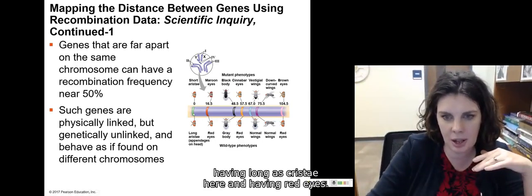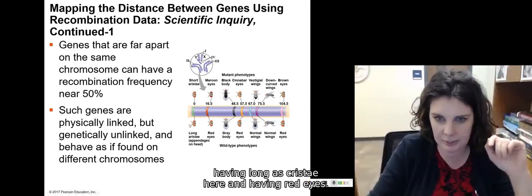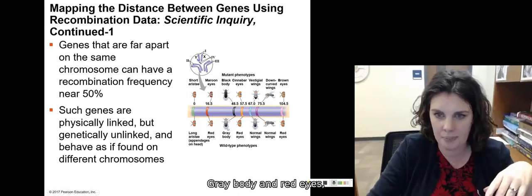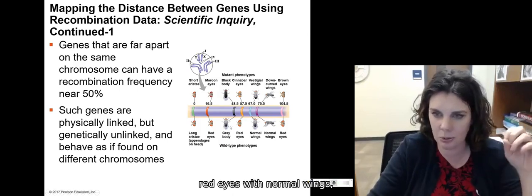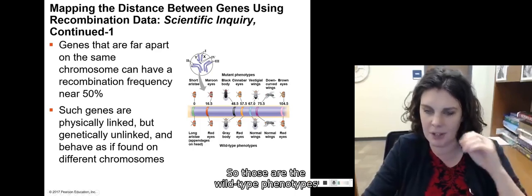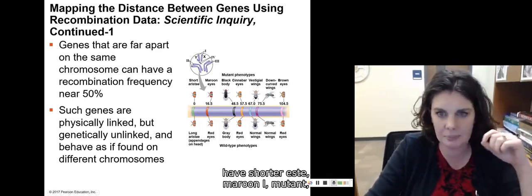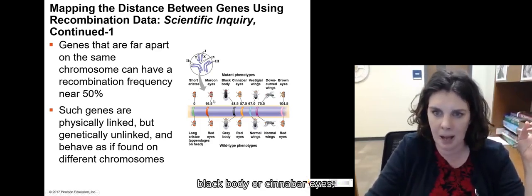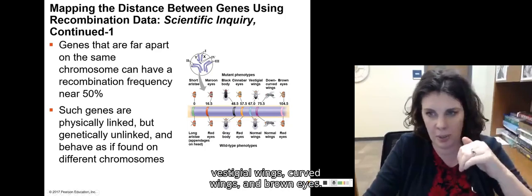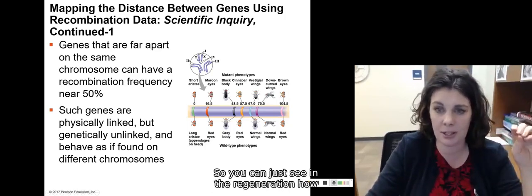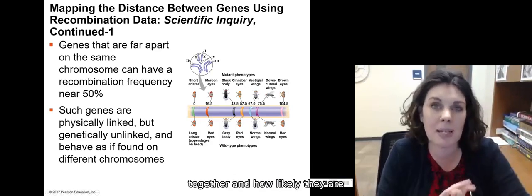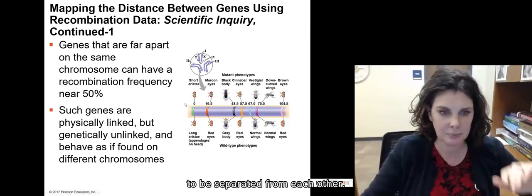So here you can see how frequently these traits appear together: long aristae and red eyes, red eyes and a gray body, red eyes with normal wings. Those are the wild type phenotypes compared to our mutants. They have short aristae, maroon eye mutants, black body, cinnabar eye color, vestigial wings, curved wings, and brown eyes. So you can just see in every generation how likely they are to show up together and how likely they are to be separated from each other.